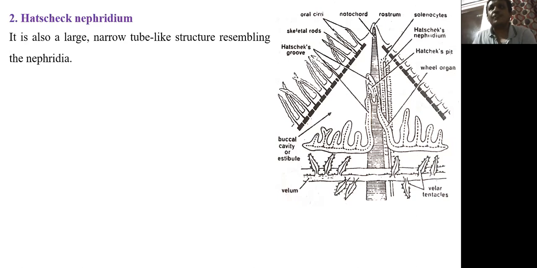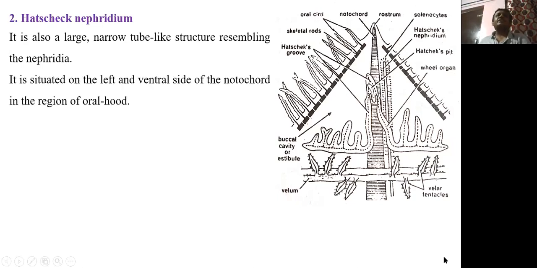It also has solenocytes, and the solenocytes are labeled here. You can see in the diagram, this is a long tube-like structure, and on its surface it has solenocytes. It is situated on the left and ventral side of the notochord. So this one is the notochord, and on the left and ventral side of the notochord is Hatschek's nephridium, and it is present in the oral hood region.